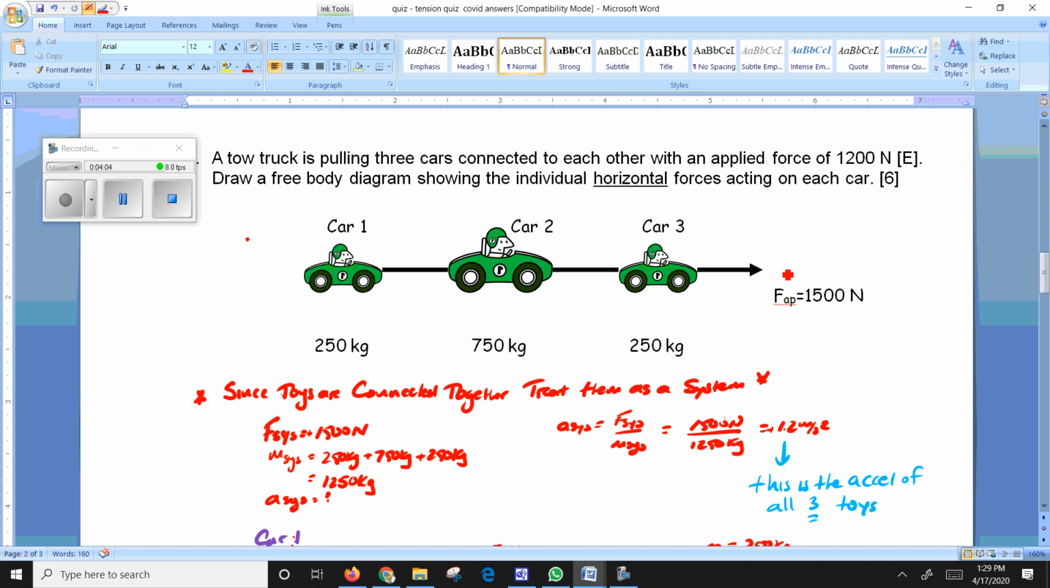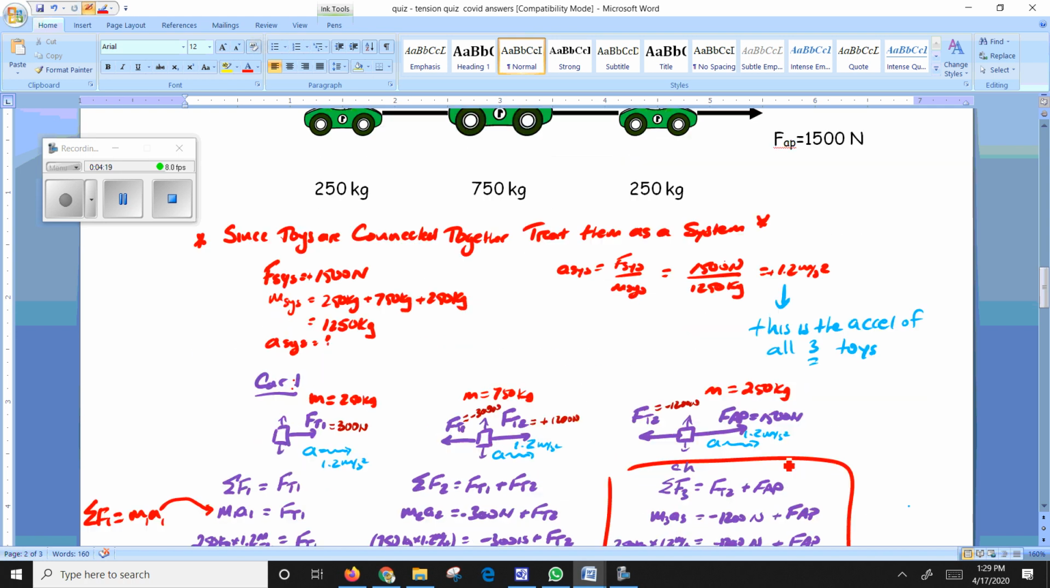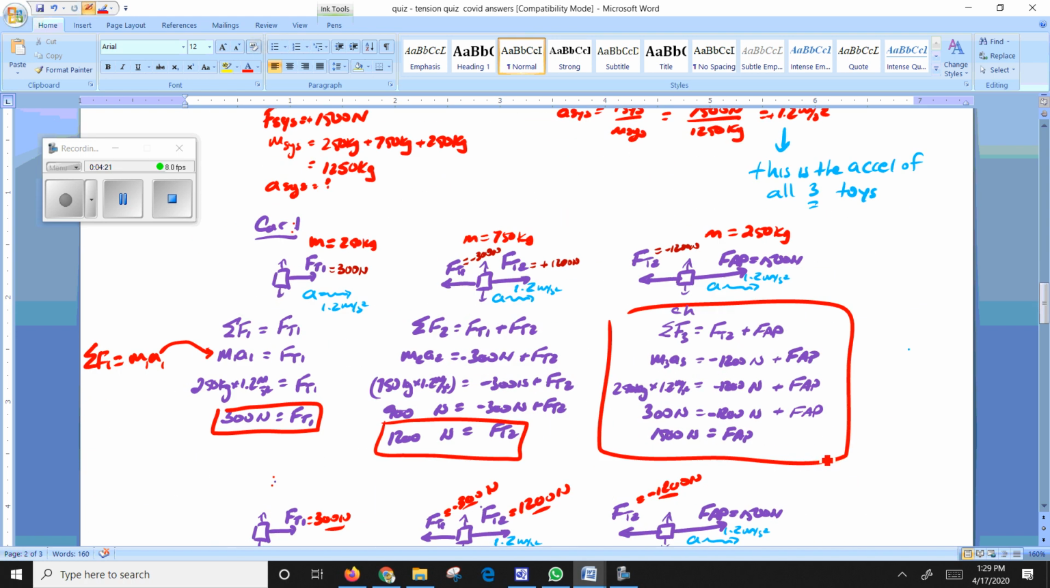So here the force pulling the toys is going to be 1500 newtons of the three carts, right? And then you simply solve for your acceleration, and this is going to be the acceleration of each of the toys because they're all connected. They have identical acceleration. And because of that, I can now solve. So what we're going to do, we can solve again.